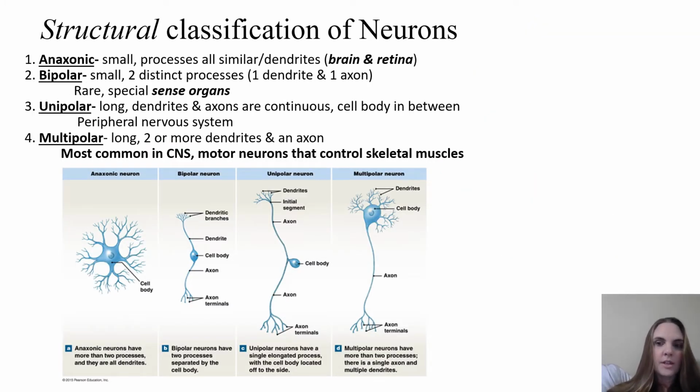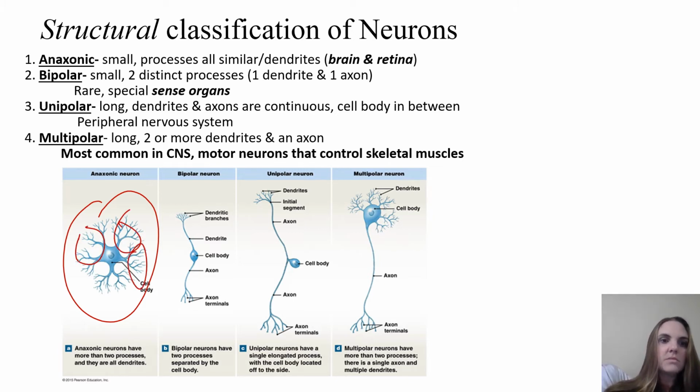Our individual neurons can be classified based on their structure as well as their function. So when we look at the structural classification of neurons, they're kind of named by the processes that are coming off the cell body. So we have anaxonic neurons, which means without axon. And these neurons have small processes that are all similar, like dendrites look like. You can see here the branching appearance. And we find these anaxonic neurons in the brain and the retina of the eye.